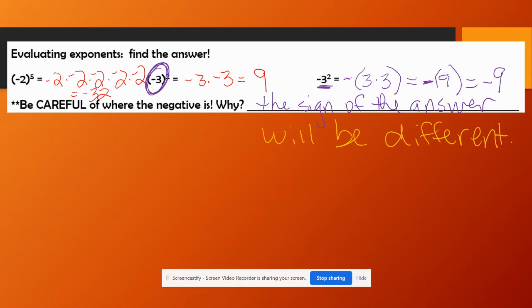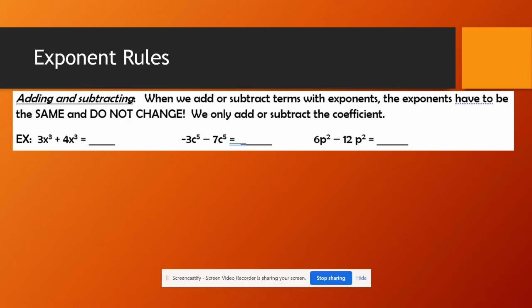And we'll talk about how to get these on the calculator in class. Exponent rules themselves. When we're adding and subtracting terms, we don't actually do anything with the exponents. The exponents stay the same, do not change. The only thing that changes are the coefficients in the front.